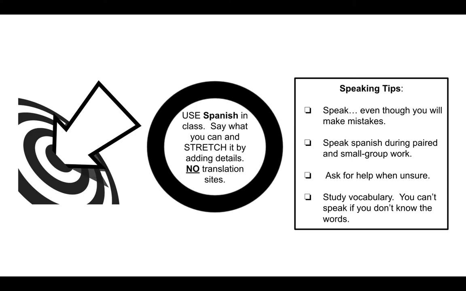A few approved apps will be recommended for use during and outside of class, but will not be required in order to be successful. A few key things to keep in mind when speaking a new language are: speak. Even though you'll make mistakes, try it. Speak Spanish during paired and small group work. Ask for help when you're unsure and study your vocabulary. You can't speak the words that you don't know.